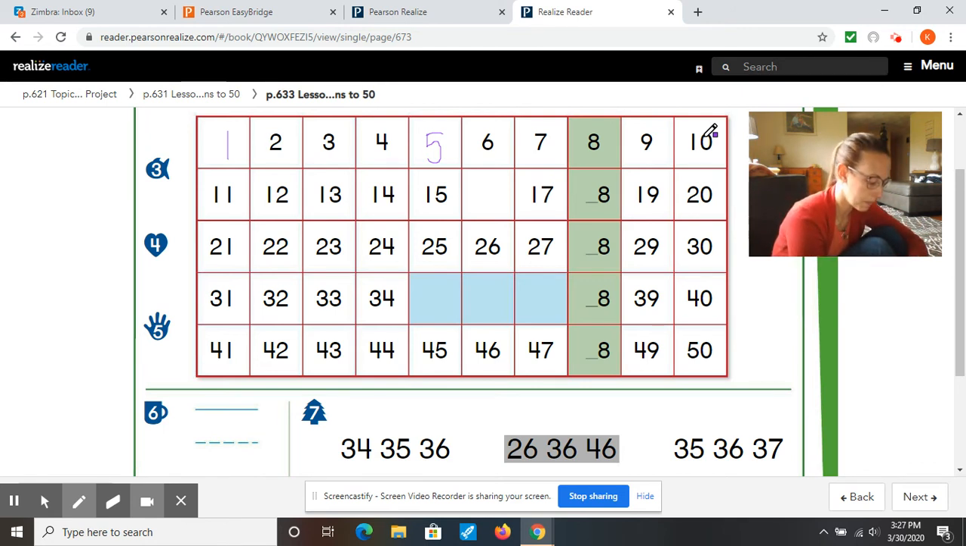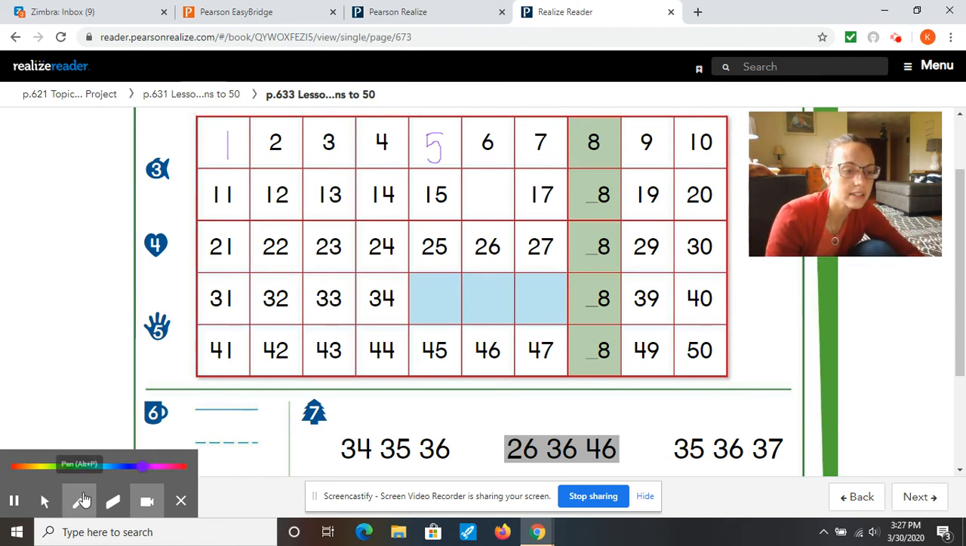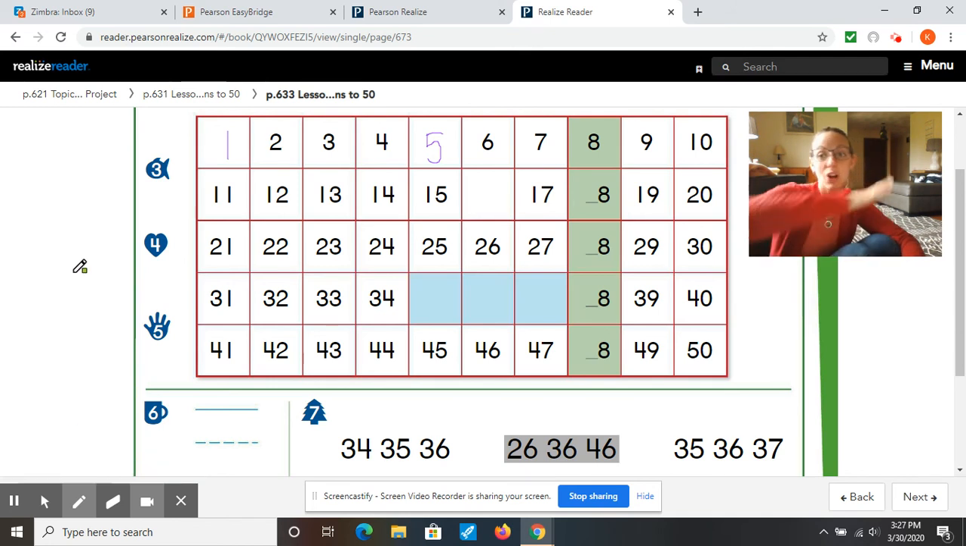Okay, let's try again. Let's look for all of the numbers that have a 2 in the tens place. Does this number have a 2 in the tens place? No. Does this number have a 2 in the tens place? Yes. In fact, let's see what I can do here. With greenish yellow, let's circle all of the numbers that have a 2 in the tens place. They're all going to be in the same row.